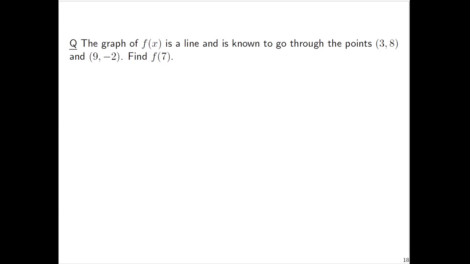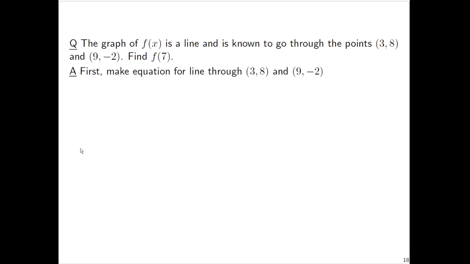Okay, let's do another one. Say the graph of a function called f of x is a line. So we're told that the graph is going to be a line for this function, and is known to go through the points 3, 8, and the point 9, -2. Then find f of 7. So this problem is formulated and put in the language of functions a little more, but it really is morally the same type of problem as what we were just looking at.